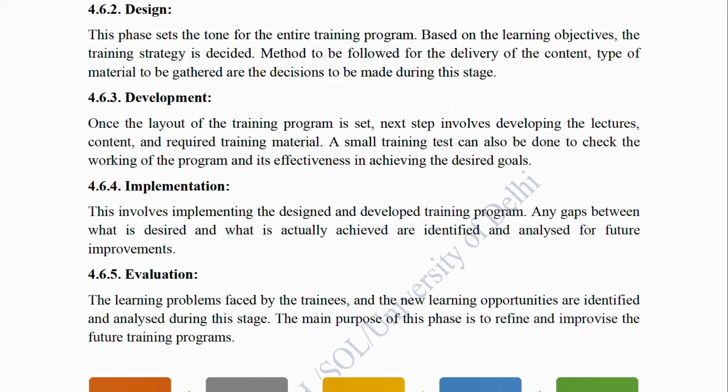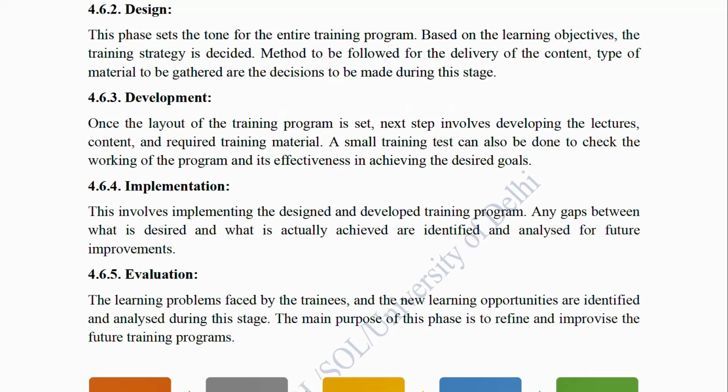4.6.3 Development. Once the layout of the training program is set, next step involves developing the lectures, content, and required training material. A small training test can also be done to check the working of the program and its effectiveness in achieving the desired goals.